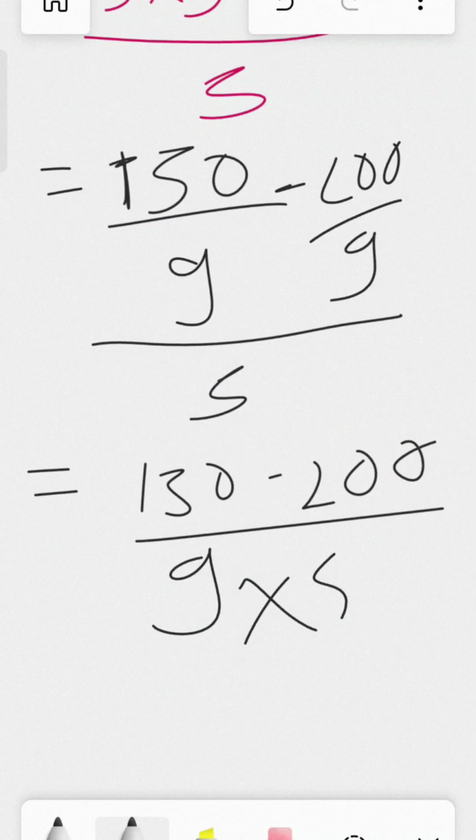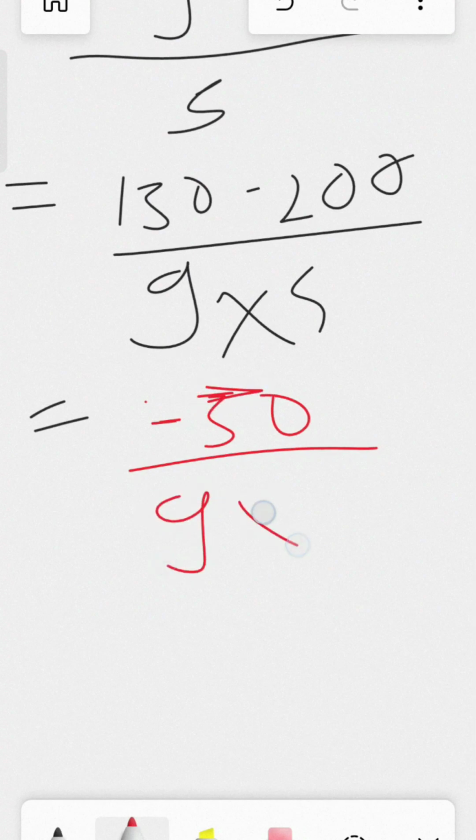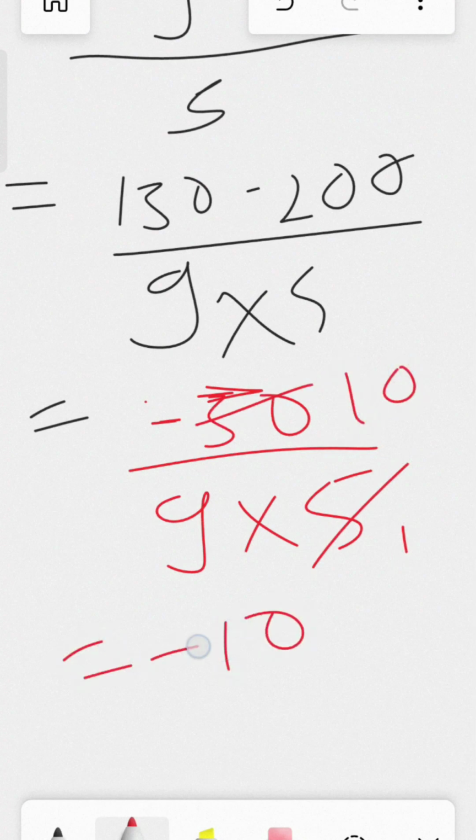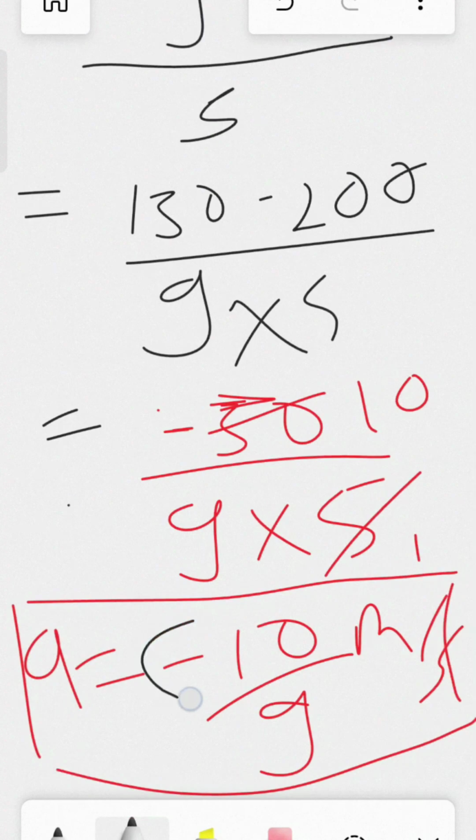You can take this 5 common and bring it to the denominator. So 150 minus 200 will give you minus 50 divided by 9 into 5. 5 10s are 50. So minus 10 by 9 meter per second squared becomes your answer for acceleration. This negative sign indicates that this is a deceleration. That means the velocity of the object is decreasing with time.